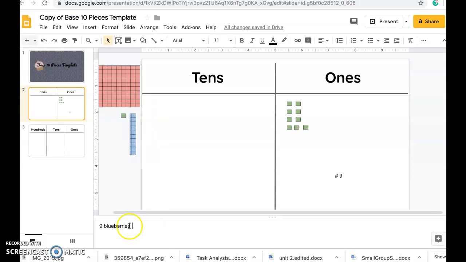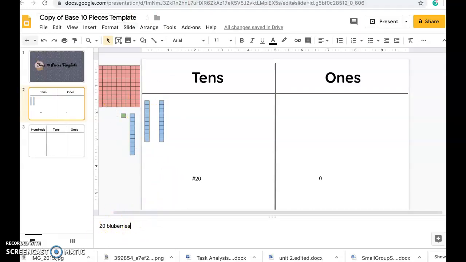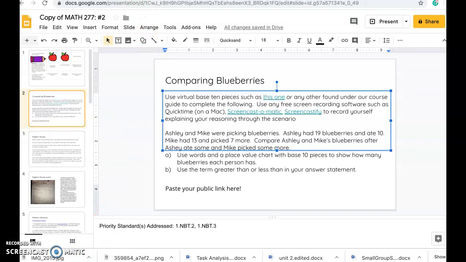So let's go look at Ashley. Ashley has less than Mike, as you can see, because she has 9 blueberries, and Mike has 20. So Mike has the greater amount of blueberries than Ashley.